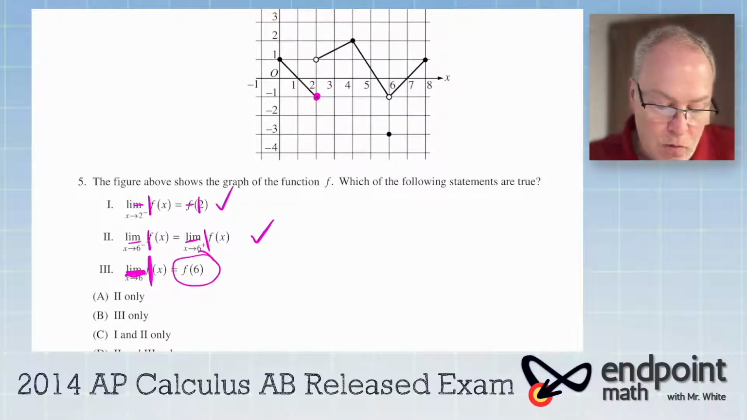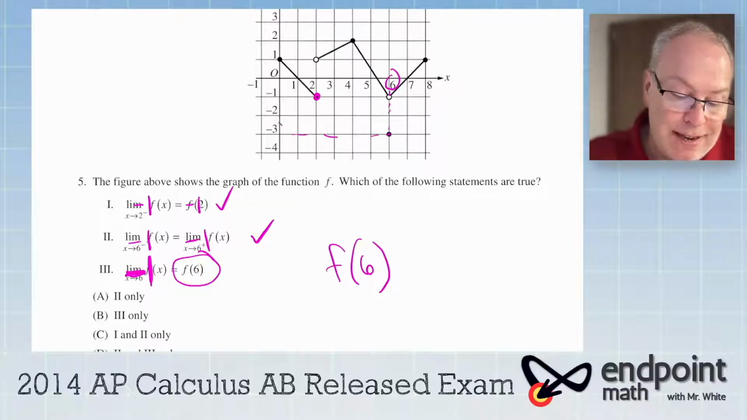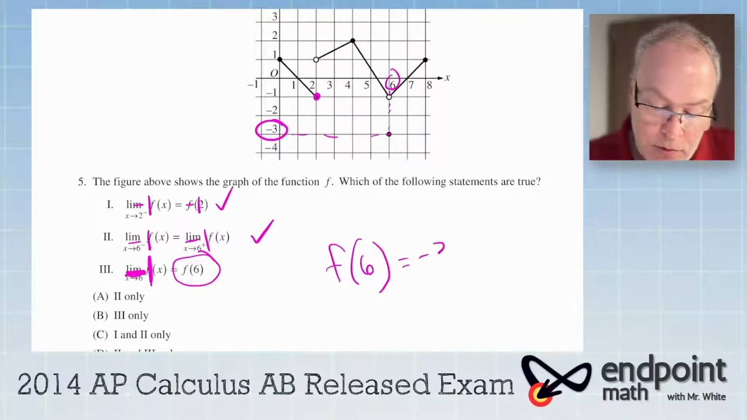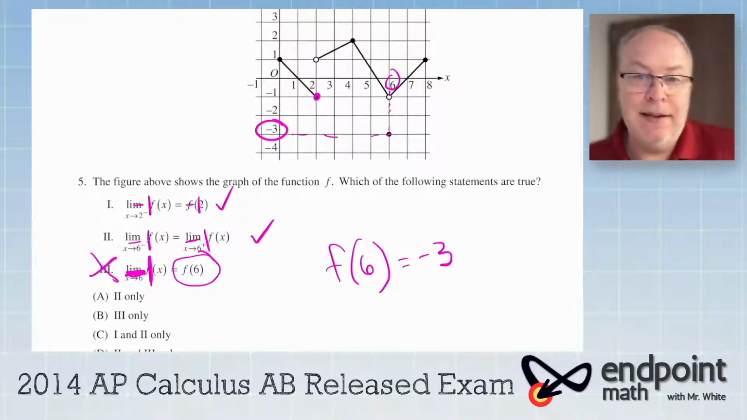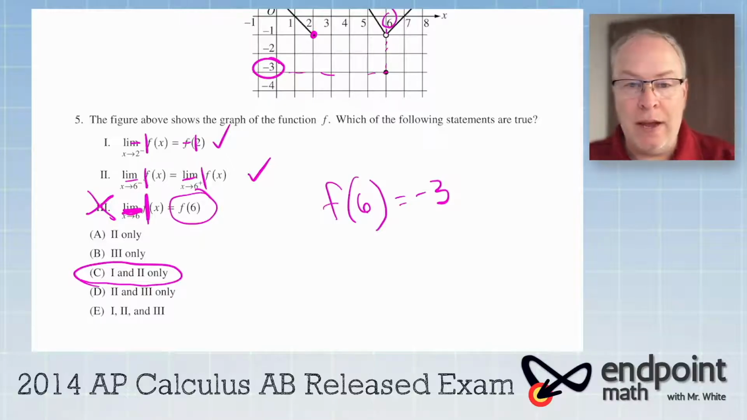But wait, what about f of 6? If you go to 6, you end up going down to -3. This equals -3, so this is not one of the options. And fortunately, it looks like option C includes Roman numerals 1 and 2.